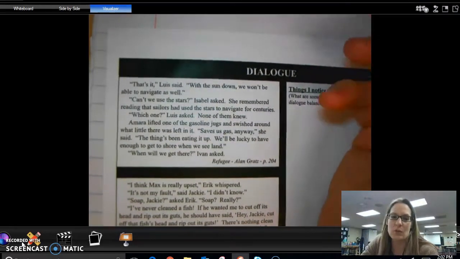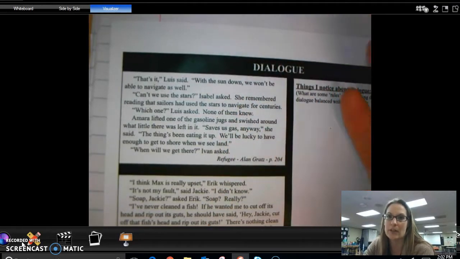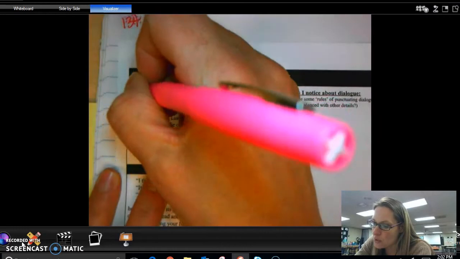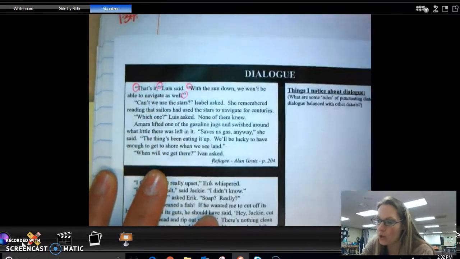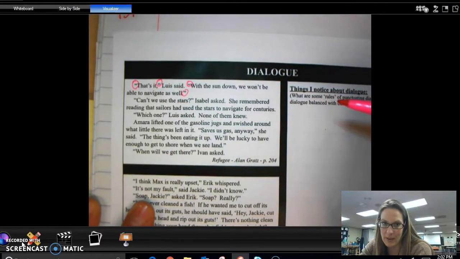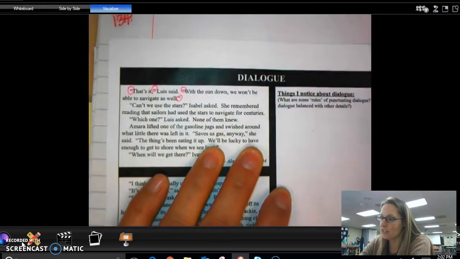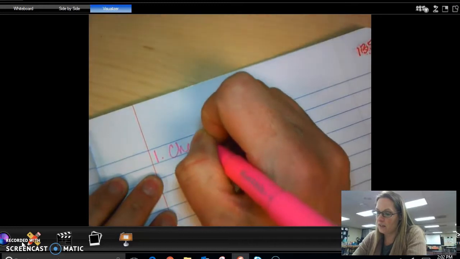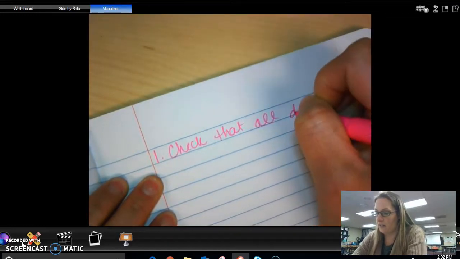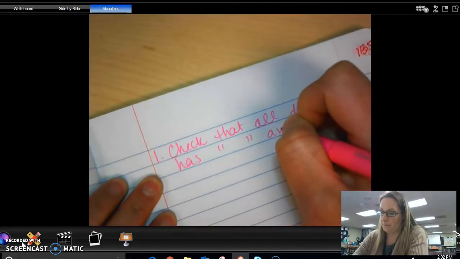The first thing that I would ask you is, how do you know when someone's speaking in this text? What does the writer use in order to show the reader, hey, someone is talking? You will notice, of course, all of these quotation marks that are all around anything that is being spoken. The quotation marks are surrounding that space. So the first thing that I would think for you to do as you go into your text is I'm going to make a note to myself to check that all dialogue has quotation marks around it.